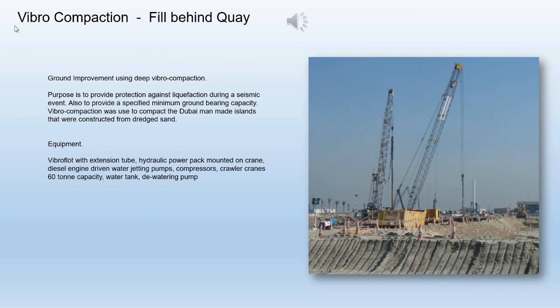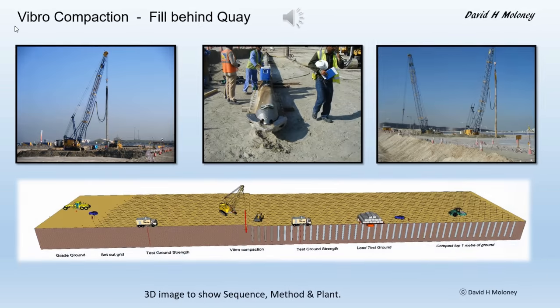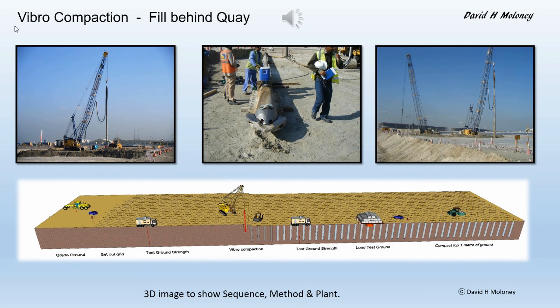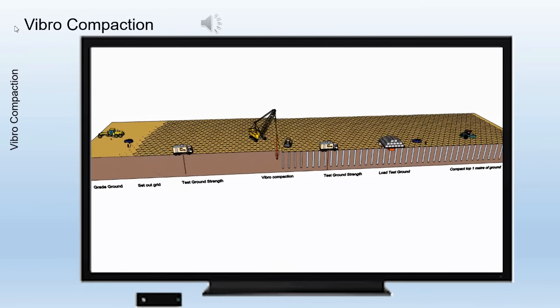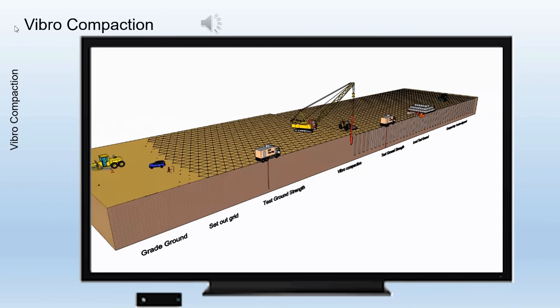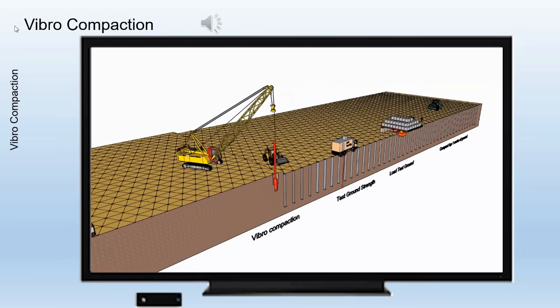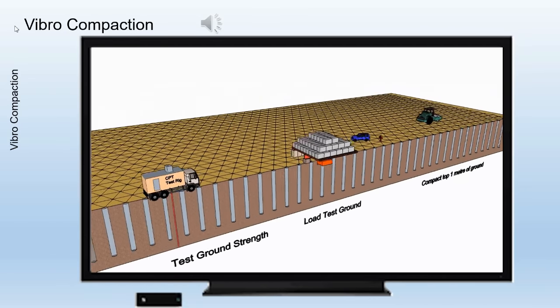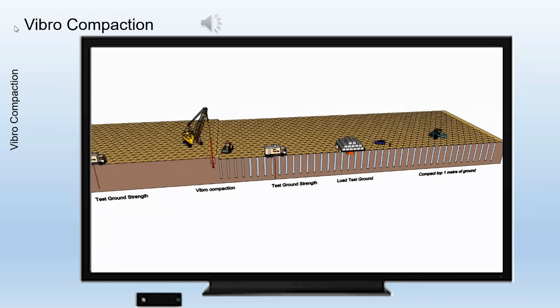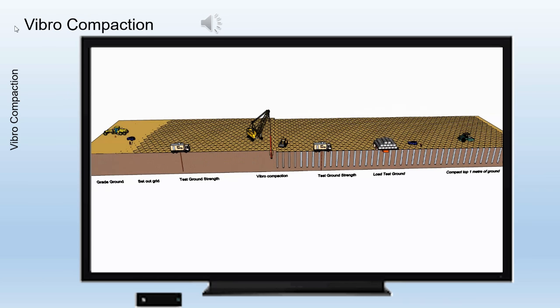Ground improvement using deep vibro compaction. The purpose is to provide protection against liquefaction during a seismic event. Also to provide a specified minimum ground bearing capacity. Images of the operation. Images of the operation.